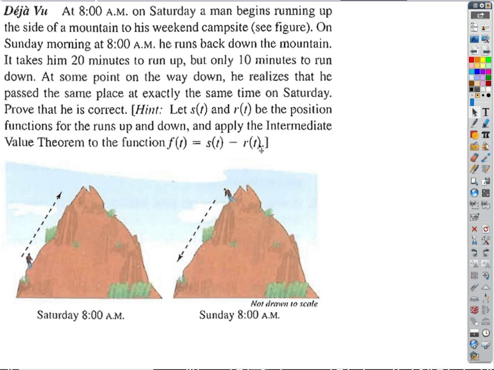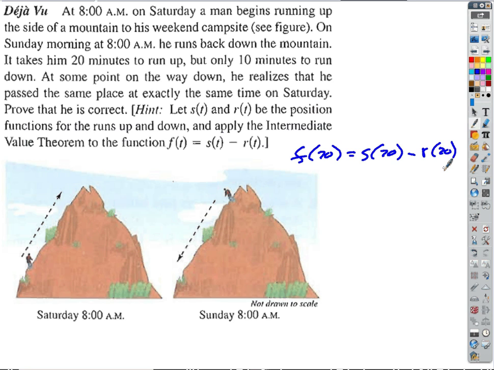On Saturday, did everybody see what I'm saying? Let me write that down. So f of 20 is going to equal s of 20 minus r of 20. So after 20 minutes on Saturday, we're at the trailhead. Agreed?